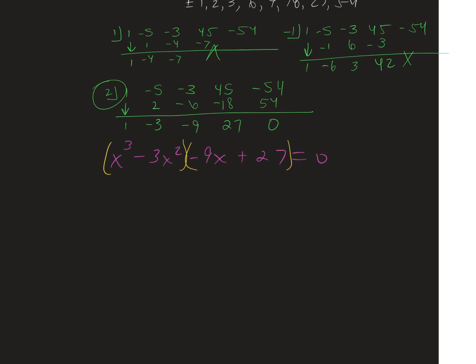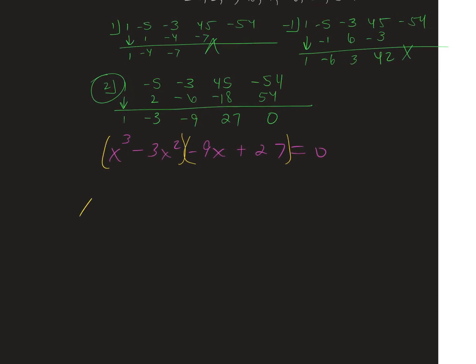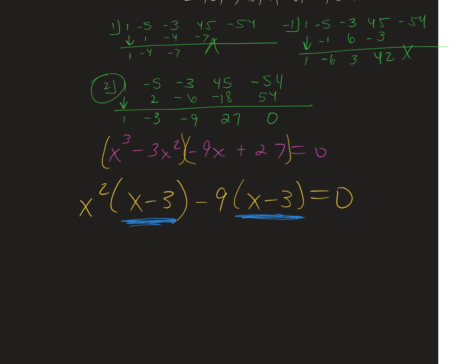Is there something in common between x cubed and x squared? Yeah, x squared, right? So I'm left with x minus 3. Can I take anything out of negative 9x and a positive 27? Negative 9, good. So that leaves me with x minus 3. Have I discovered a new GCF? What is it? X minus 3. They both have an x minus 3.